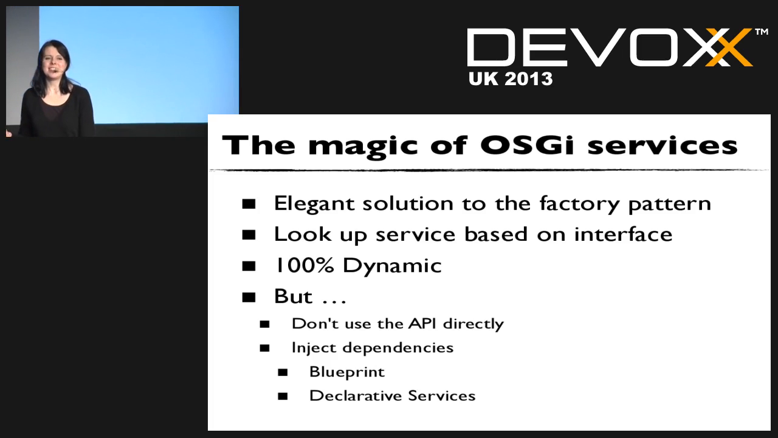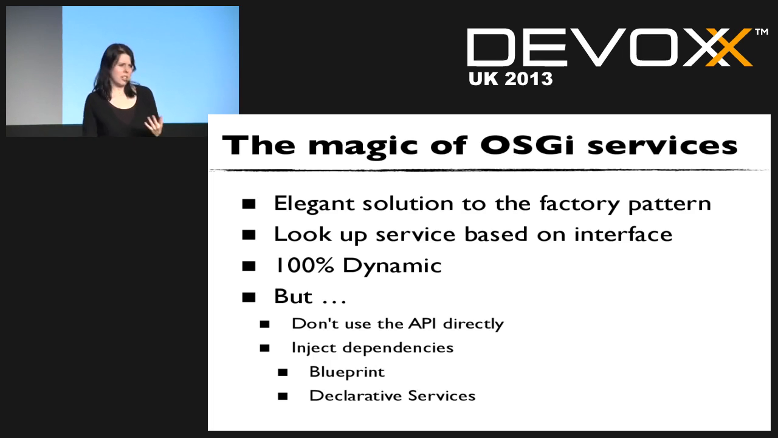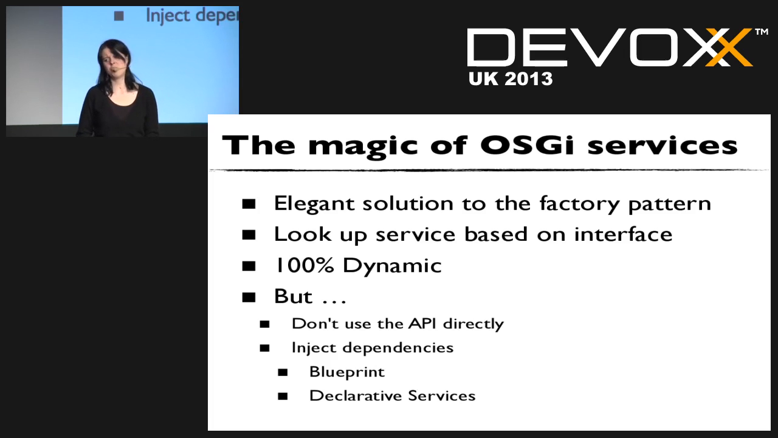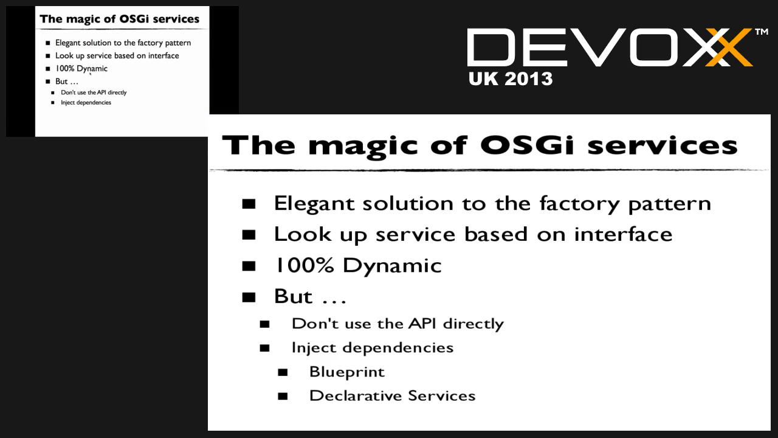So what OSGi services allow you to do is look up a service based on the interface. So you say, I want an org.something, and the OSGi framework just gives it to you. I think one of the reasons that OSGi services maybe haven't set the whole world alight is that the interface is not nice. So don't use the interface. Use something like declarative services or Blueprint to inject your dependencies for you. It makes life better.